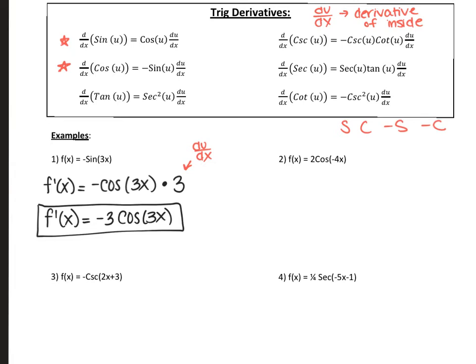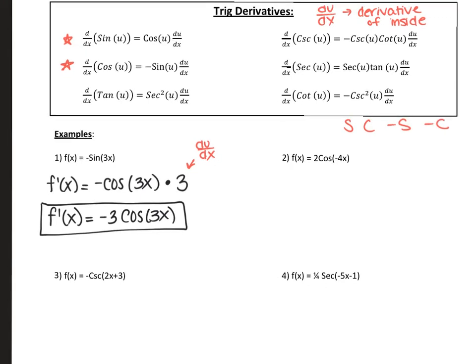I have f of x equals 2 cos of negative 4x. We could first start by writing it as f of x equals 2 times cos of negative 4x. If I want to take the derivative, it's just going to be 2 times the derivative of whatever this is. We know that the derivative of cosine is negative sine. So we're going to times this by negative sine of negative 4x. Remember, we repeat the inside. Whatever's on the inside stays on the inside.